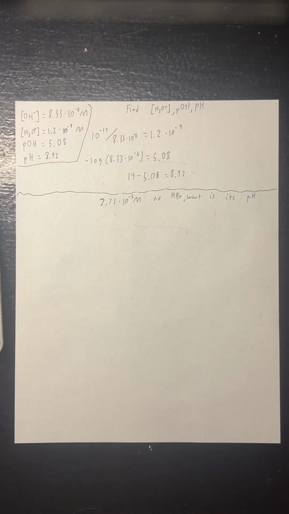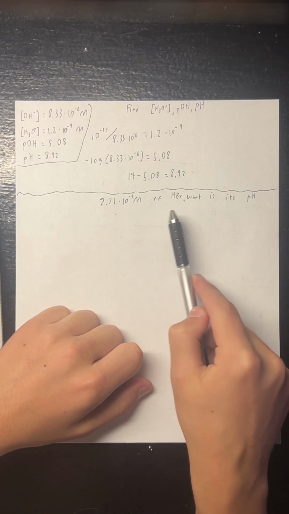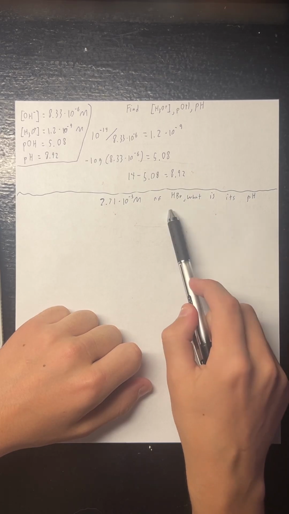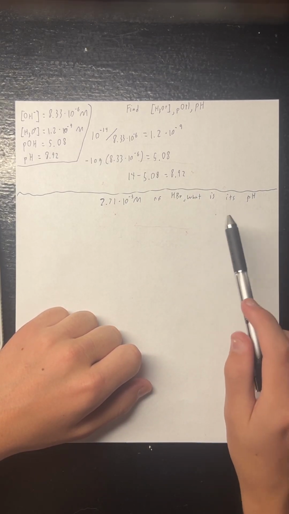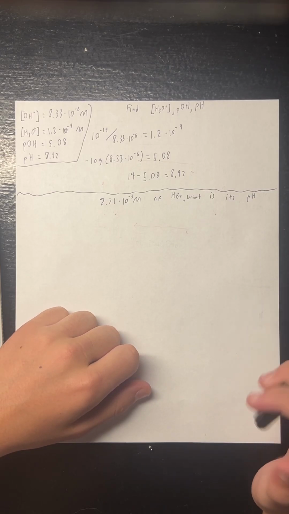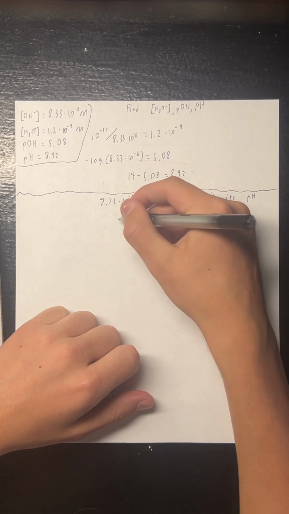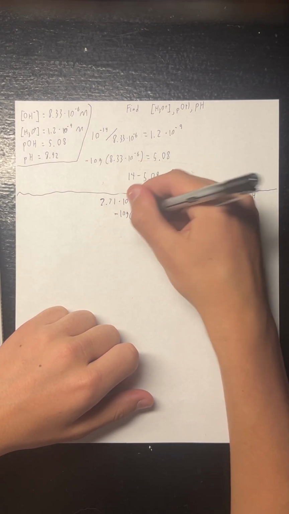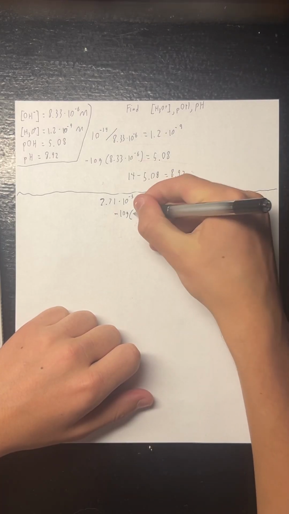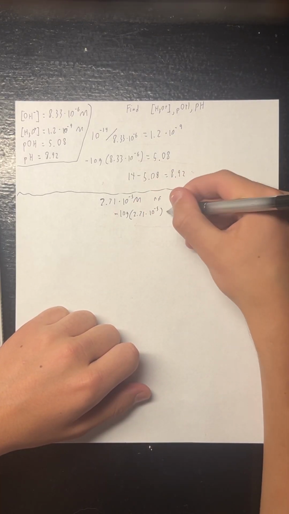Now our next one is a really simple one. So we have 2.71 times 10 to the negative 3 molar of, what is this? It's a strong acid, HBr. And the question is, what is its pH? So this is really, really simple. We can use our acid-base square, and we pretty much just do the negative log of our concentration, 2.71 times 10 to the negative 3.